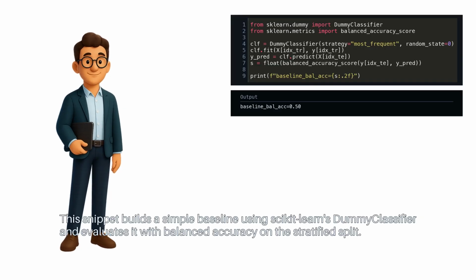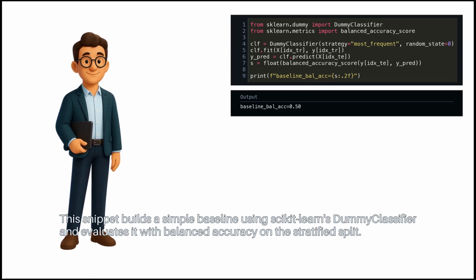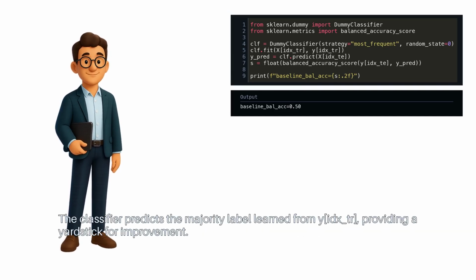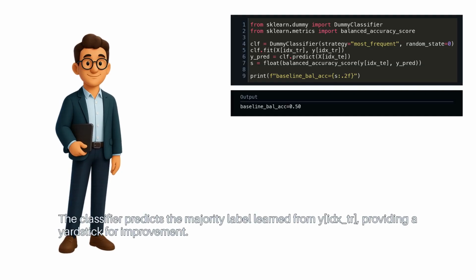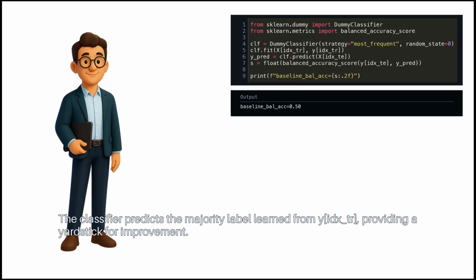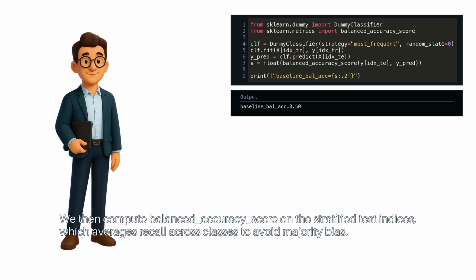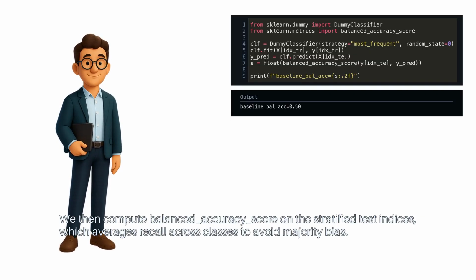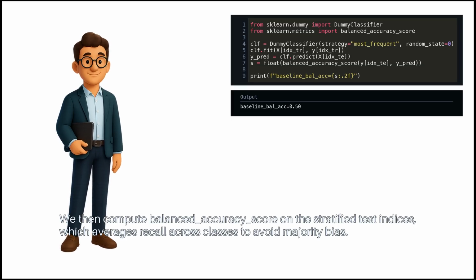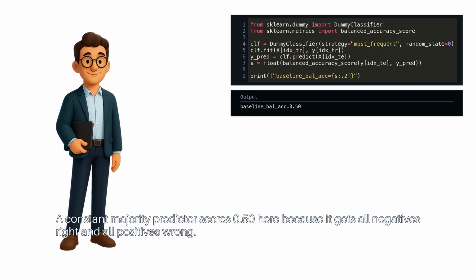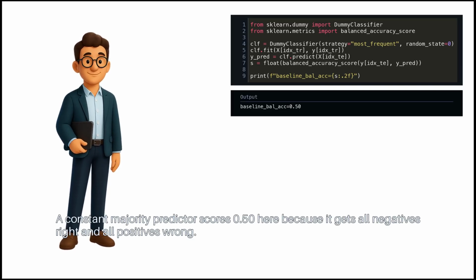This snippet builds a simple baseline using scikit-learn's DummyClassifier and evaluates it with balanced accuracy on the stratified split. The classifier predicts the majority label learned from y idxtr, providing a yardstick for improvement. We then compute balanced accuracy score on the stratified test indices, which averages recall across classes to avoid majority bias. A constant majority predictor scores 0.50 here because it gets all negatives right and all positives wrong.